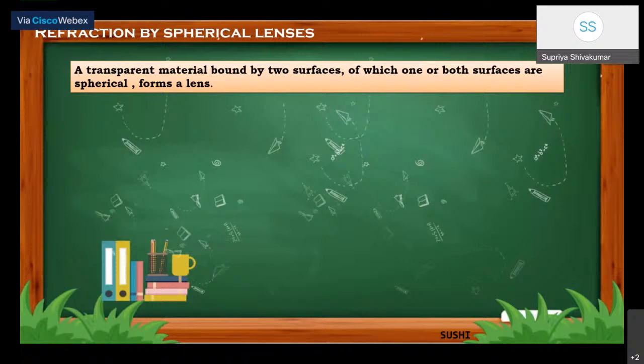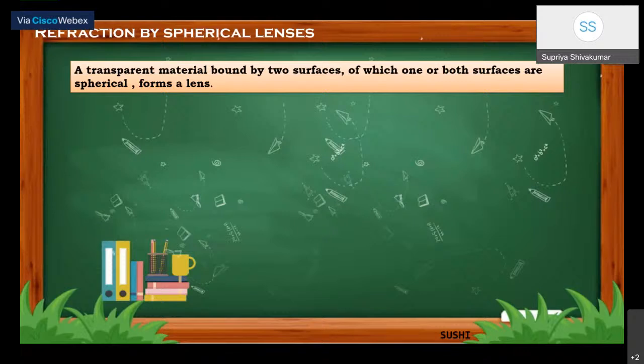So what is the condition for a given glass piece to be considered a lens? To call it a lens, it is a transparent medium, yes of course, and it should have two surfaces, yes of course, there must be two surfaces. The condition is that one surface must be spherical, the other surface can be plane or it can also be spherical, but the minimum condition is that one surface should be spherical. So such a glass piece we can call a lens.